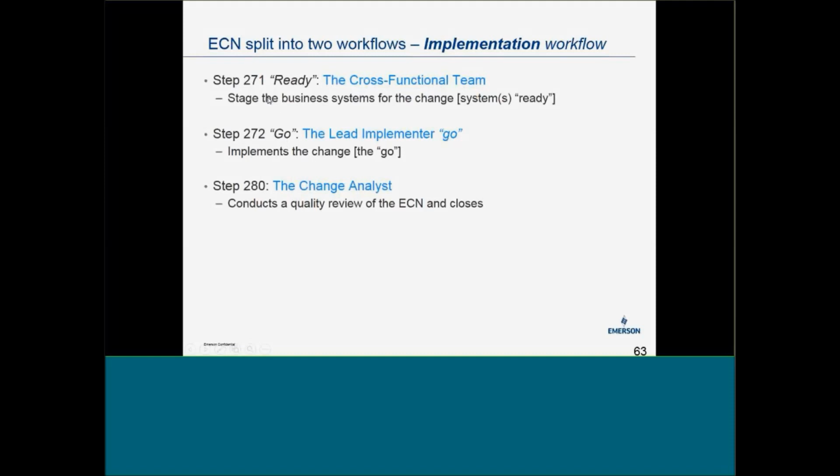So during the two-step workflow, PCS will stage their changes in the business systems, manufacturing and everybody else included with the updates will get their changes ready, but they won't make them final. And then once everything is finished, the lead implementer will pull back in the implementation date, and this change will be implemented, and this will be the go step.